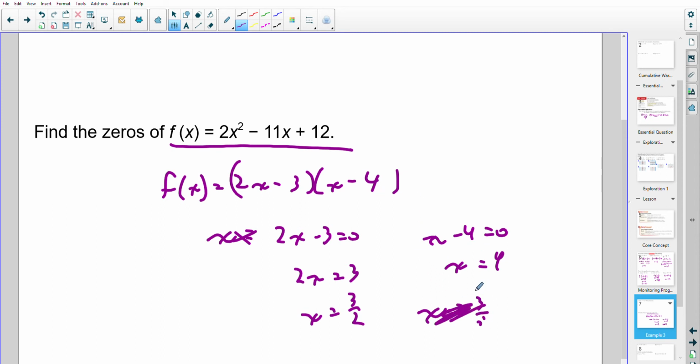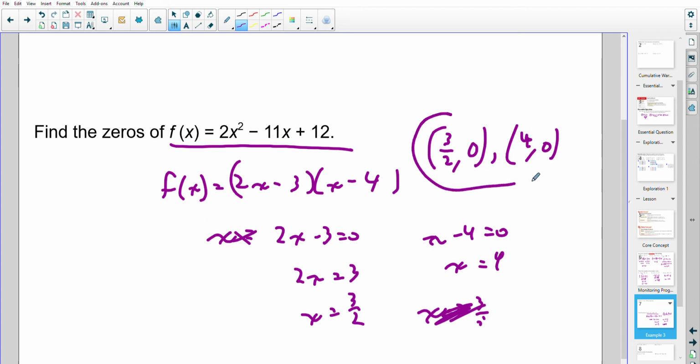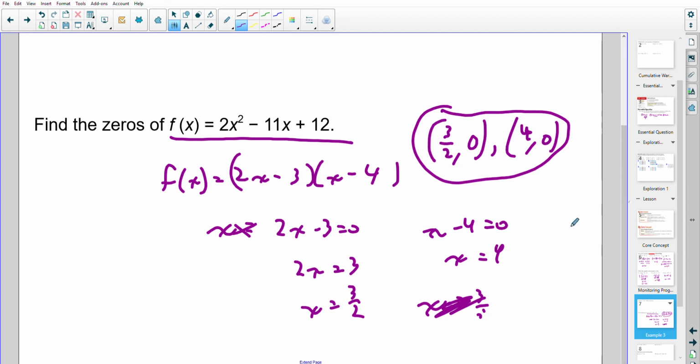Now, I think the book just says that x is 3/2 and x is 4, but technically the zeros are points. So the best way to answer this is that they're the x-intercepts, which is (3/2, 0) and (4, 0). These give the actual zeros as points. And so that's the way I'd like you to write it as well, the zeros as points. That's the way to solve a quadratic equation or to find the zeros of a function.